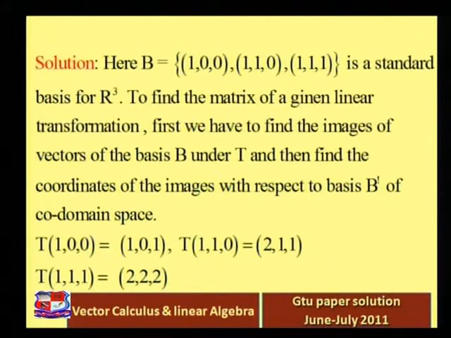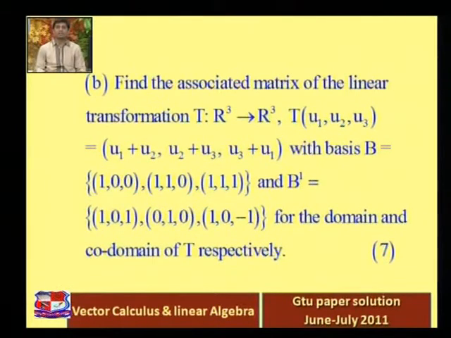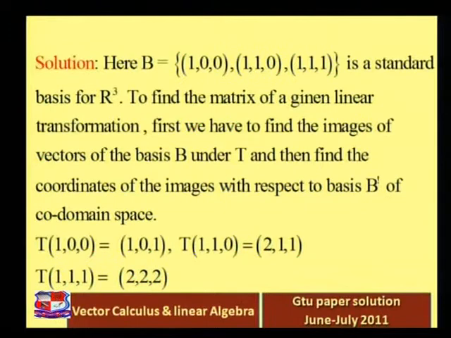So here are the images of u1, u2, u3, that means of the basis vectors of B. T of (1 0 0) is equal to (1 0 1). We have the transformation T of (u1, u2, u3) equal to (u1 plus u2, u2 plus u3, u3 plus u1). For (1 0 0), u1 is 1, u2 is 0, u3 is 0. Put these values in the transformation: 1 plus 0 is 1, then 0 plus 0 is 0, and 0 plus 1 is 1. So T of (1 0 0) is (1 0 1).